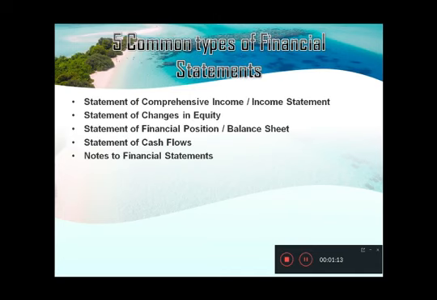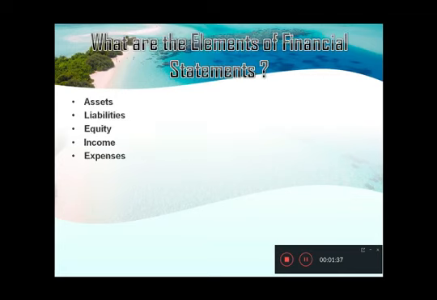So, meron tayong 5 common types of financial statements: statement of comprehensive income or income statement, statement of changes in equity, statement of financial position or balance sheet, statement of cash flows, and notes to financial statements. So, tatalakayin pa natin ang mga financial statements na ito sa mga susunod pang mga videos. Hindi pa po ito ang time natin para dyan. So, elements lang po tayo ngayon.